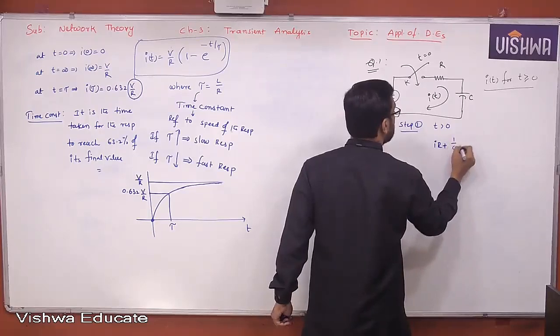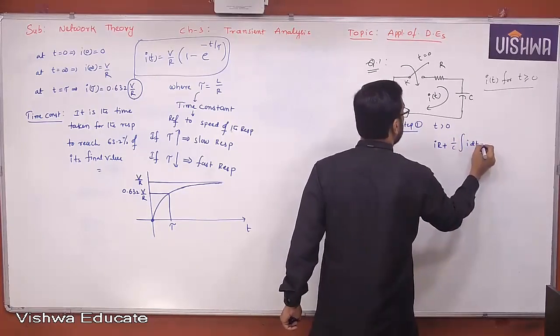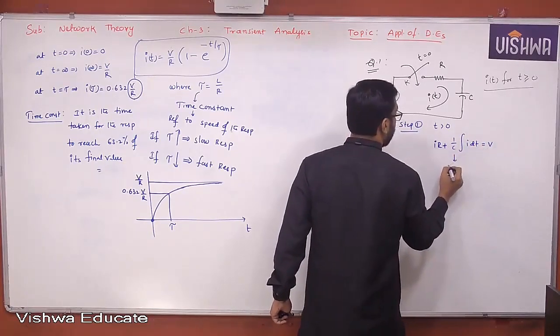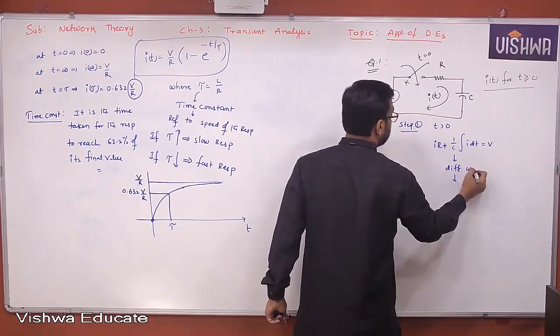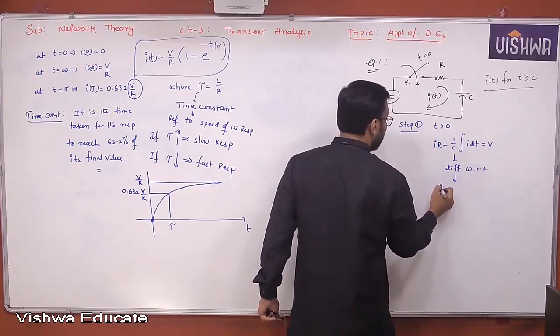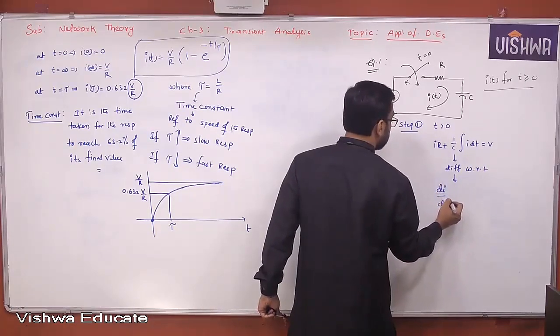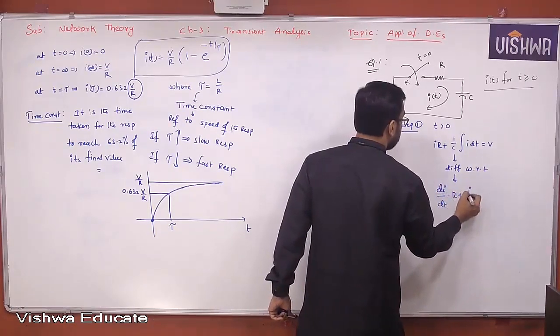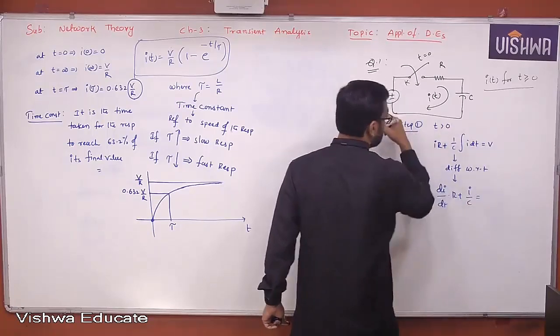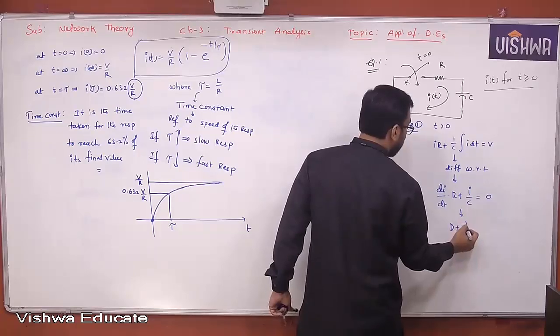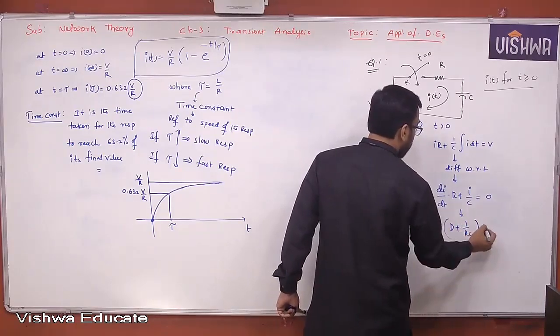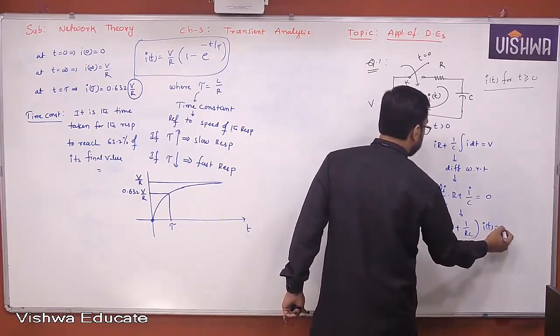iR + (1/C)∫i dt = V. Differentiating with respect to time, you get R di/dt + i/C = 0, because it is a constant DC source. Finally, you get (D + 1/RC) i(t) = 0.